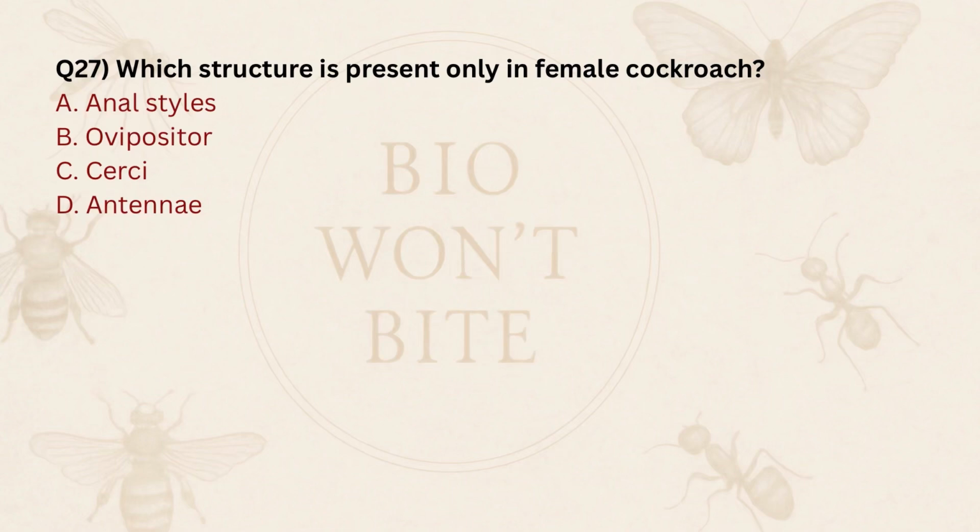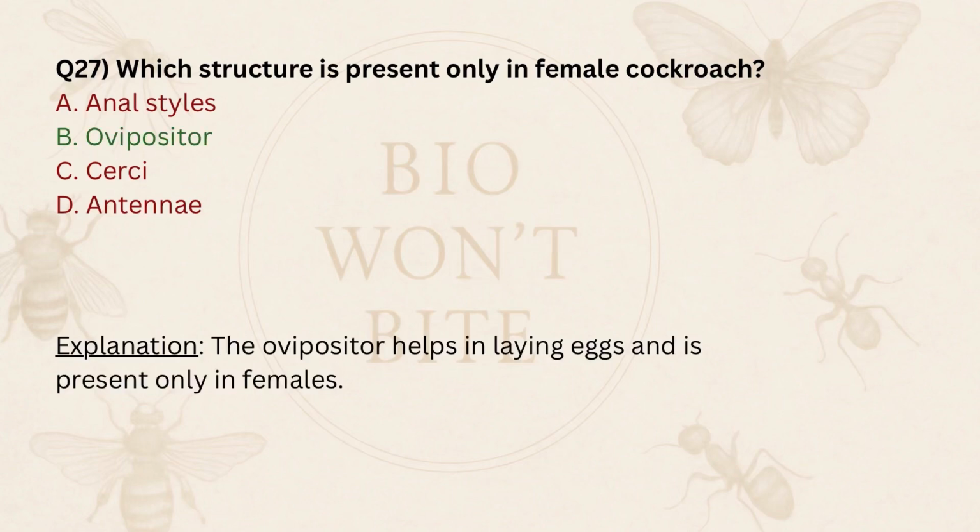Number 27. Which structure is present only in female cockroach? The correct answer is option B, ovipositor. The ovipositor helps the female cockroach in laying eggs. It's not found in males.